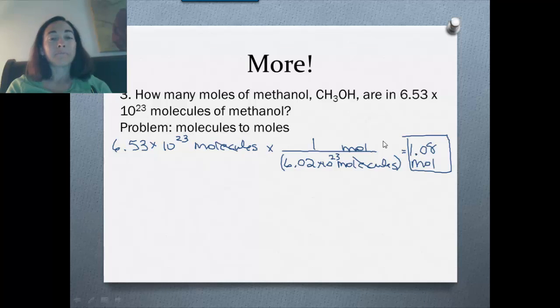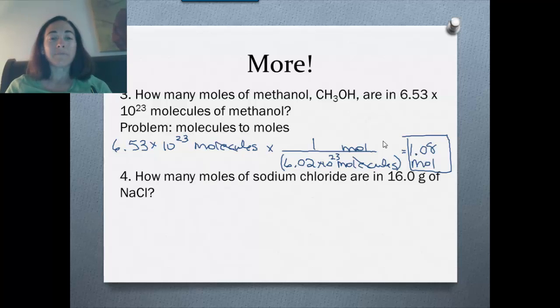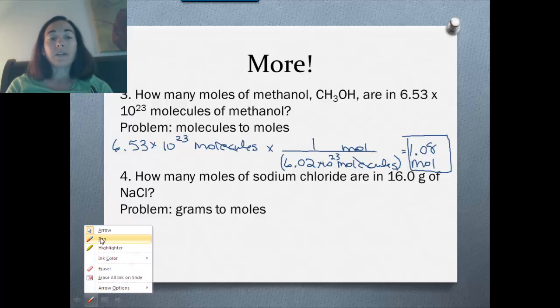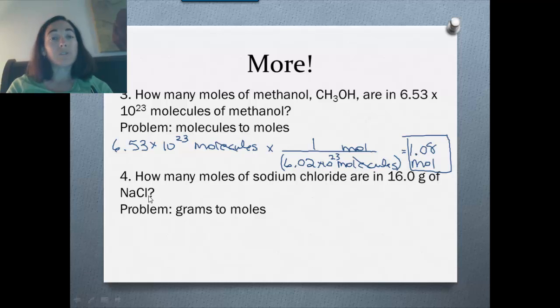Okay, let's take a look at the next one. How many moles of sodium chloride are in 16 grams of sodium chloride? Now this one's got grams in it, so guess what? We're going to have to find the molar mass of sodium chloride. This problem is asking us to go from 16 grams of NaCl to moles of NaCl. Well, if you look back on that chart that we filled in first in this video, remember that the formula mass for sodium chloride was 58 grams per mole. So we already have that.